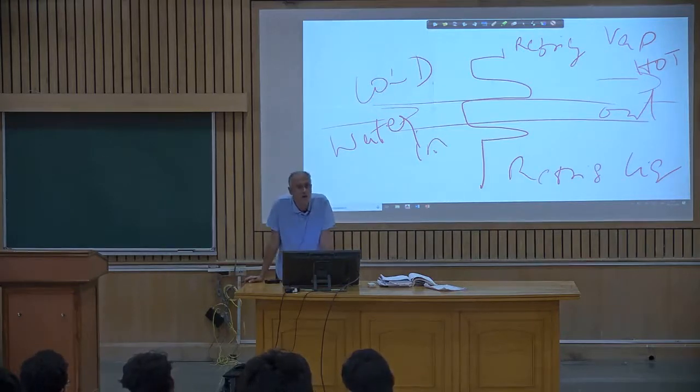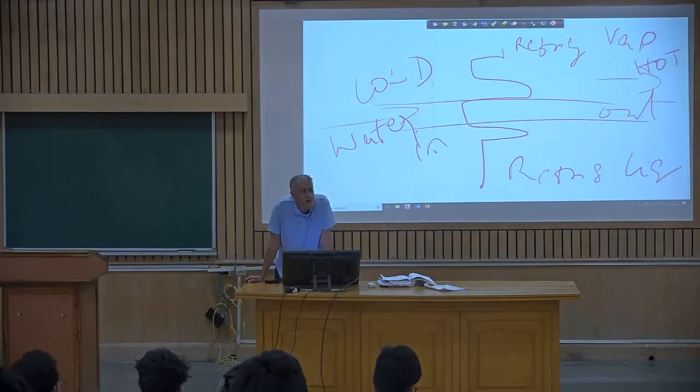What do you do with Q dot? 0. There are no moving parts, so consider work to be negligible. What happens to W dot? 0. What are you left with now? Write down the enthalpy balance.